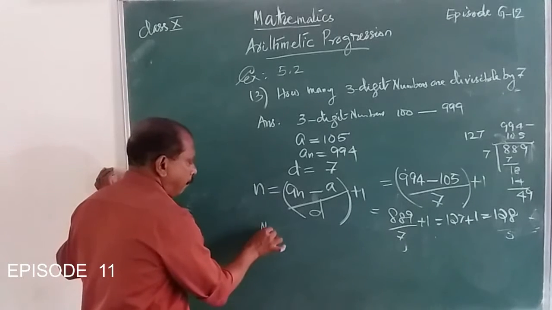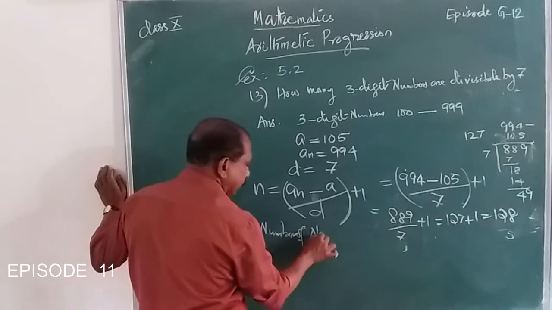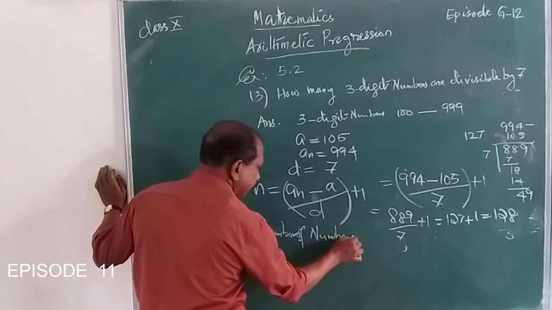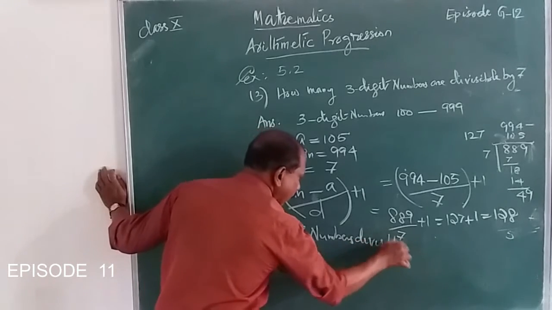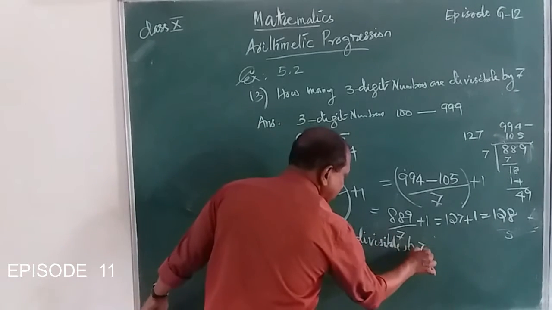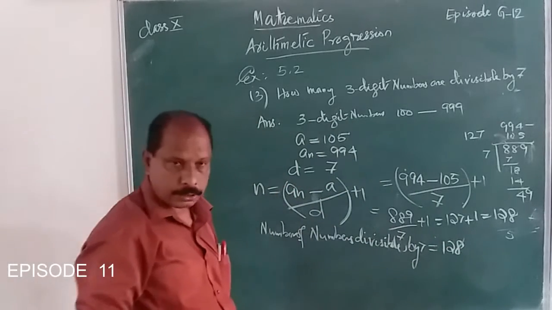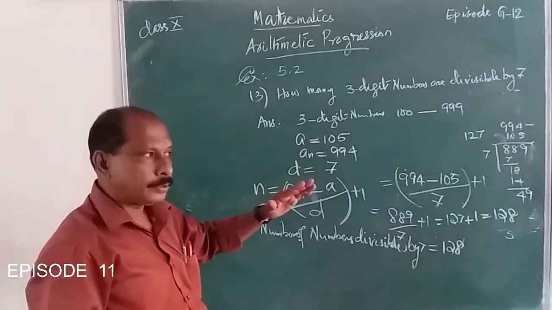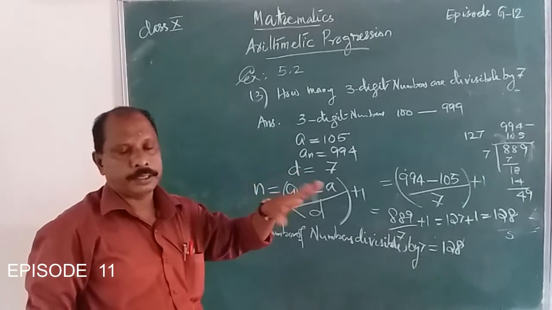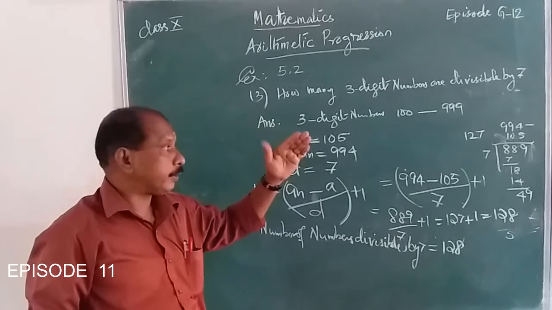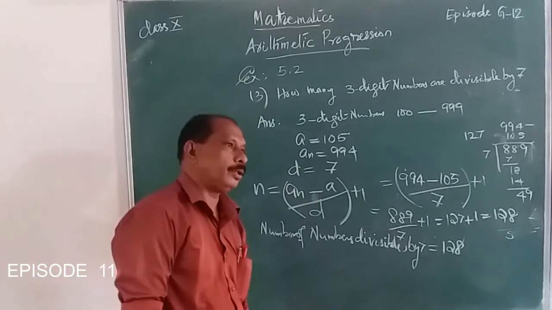Therefore, the number of numbers divisible by 7 is equal to 128. That is the answer. Clear? That means 100 is the first term and 999 is the last term. If the given number is 105, it is divisible by 7. Therefore, A is equal to 105.